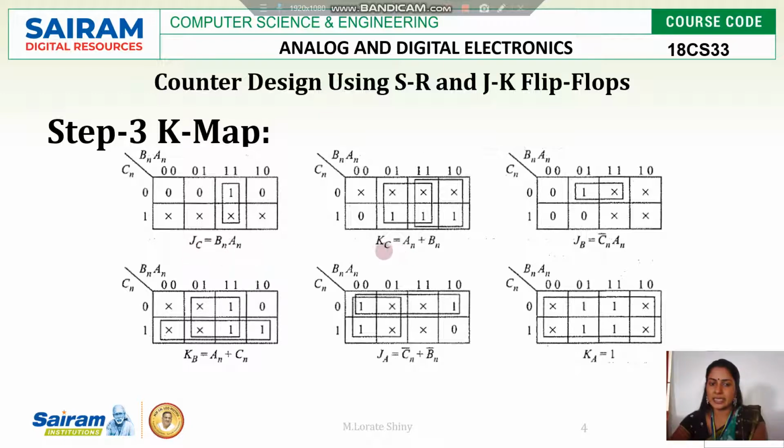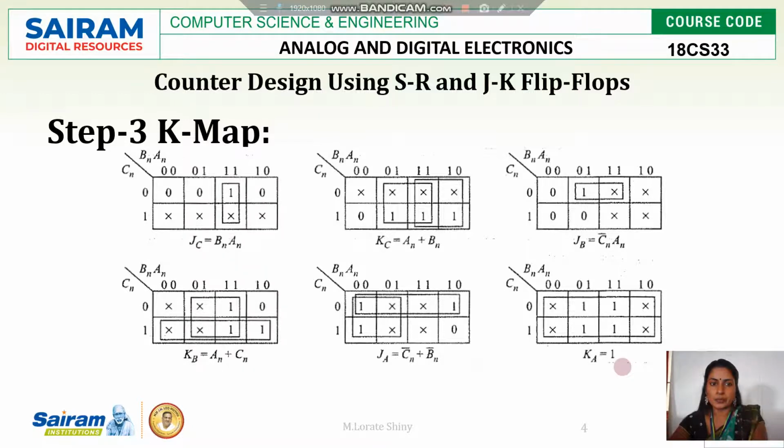The expressions are: JC is BN AN, KC is AN plus BN, JB is CN bar and AN, KB is AN and CN, JA is equal to CN bar or BN bar, and KA is equal to 1.